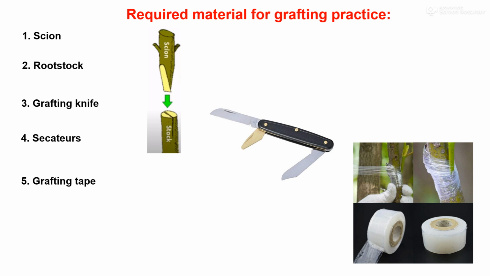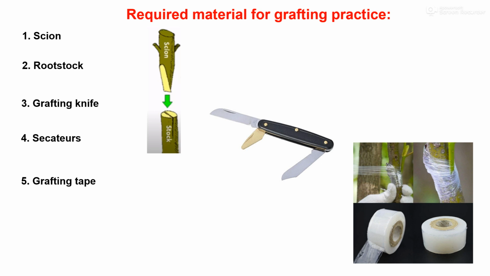Then regarding the tools which we use during the technique, an important one is a grafting knife, which should be sharp. The second one is the secator. The secator is again a strong type of small tool which we use during the cutting of the stock plant, and again it should have a sharp blade.